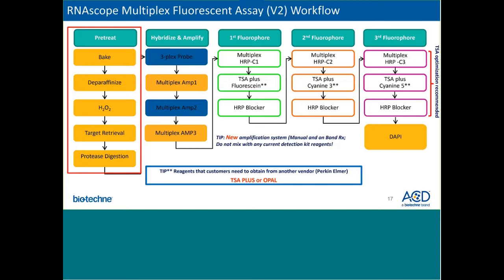This schematic also shows that fluorescein, Cy3, and Cy5 are in the C1, C2, and C3 order respectively, but note that these may be swapped out per your preference. And please note for the multiplex fluorescent V2 assay, this is a TSA-based assay and requires the purchase of the TSA Plus or Opal dyes from Perkin-Elmer. In the event you have any further questions regarding the V2 assay, please feel free to contact technical support.